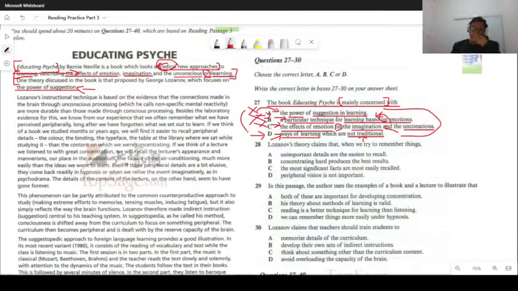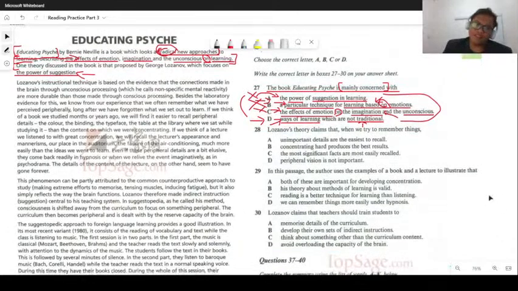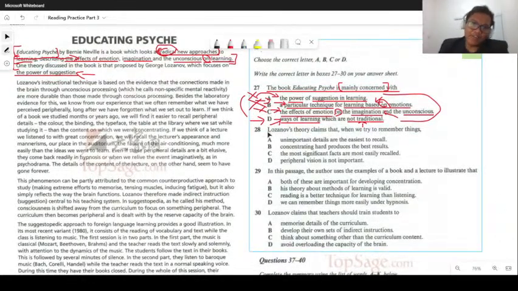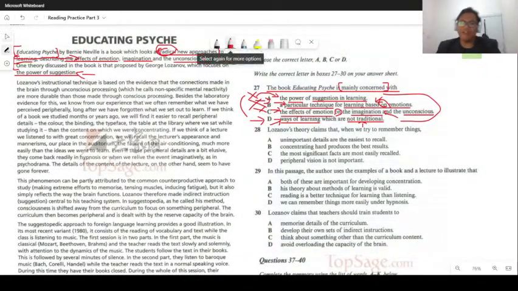Okay, now let's do another one just to be sure and be confident with our method. So next is Lozanov, hope I'm pronouncing that correctly. Theory claims that when we try to remember things, so we need to focus on the Lozanov theory. It's focused on memory, so only focus on that part that's about memory.